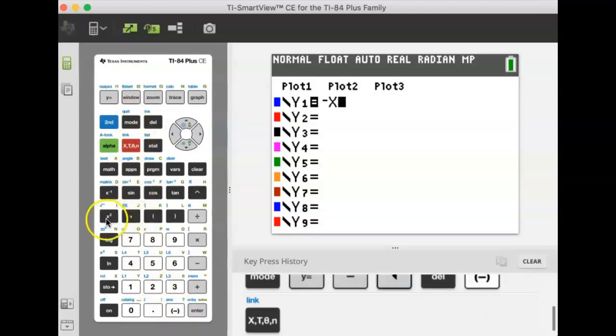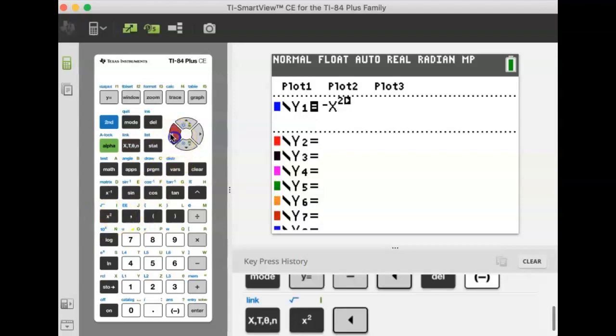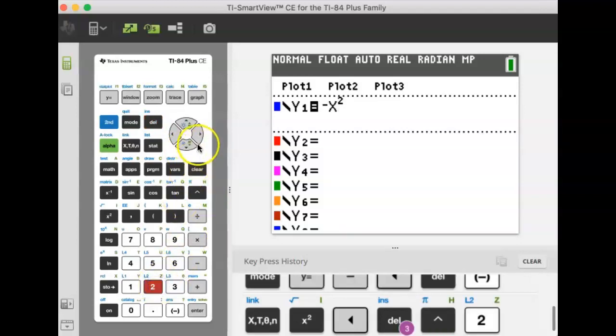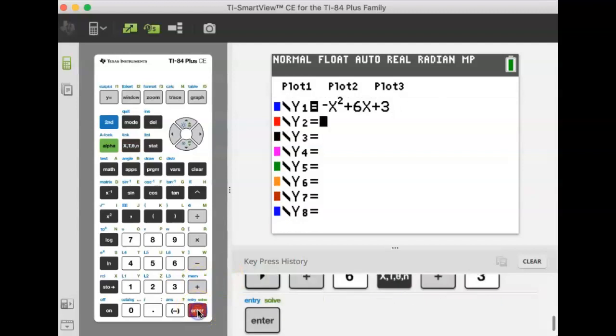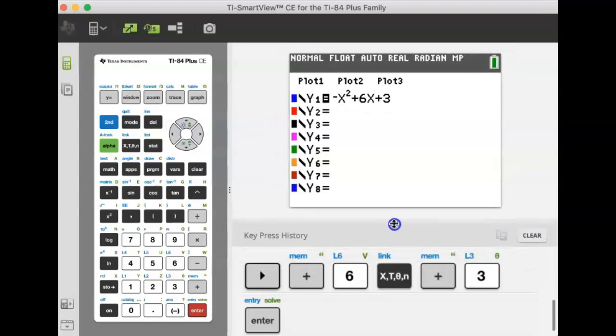The squared button is to the left, or you can use the upside down caret right there and press 2. But if you use this button instead of the squared, you'll have to arrow to the right to get down out of the exponential spot, and that's okay. Plus 6x, which is up under mode again, and then plus 3, and enter. Now, the nice thing is you guys can see my key history down here, so if you're lost, just look at that again. Sorry.